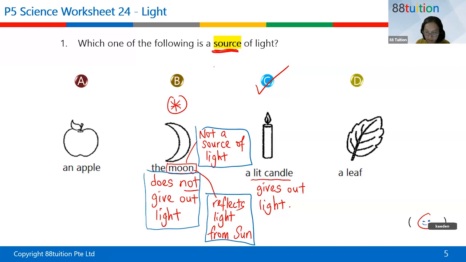Kaden, please don't annotate. Thank you very much. You only annotate when I ask you to. Is that okay? Thank you.